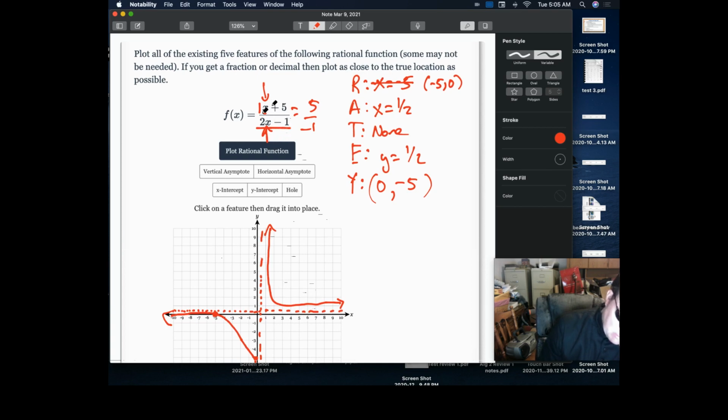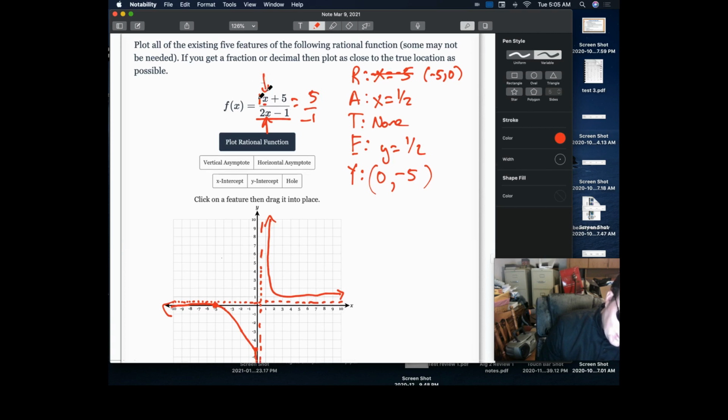But if you needed to plug in more values, that was my other point. Again, pun intended. You can plug in whatever number you need to get a more specific shape. Okay, I'll leave that to you though. Okay, so leave that hole. Again, there's no hole here, right? Because nothing divides out. So hopefully that makes sense.